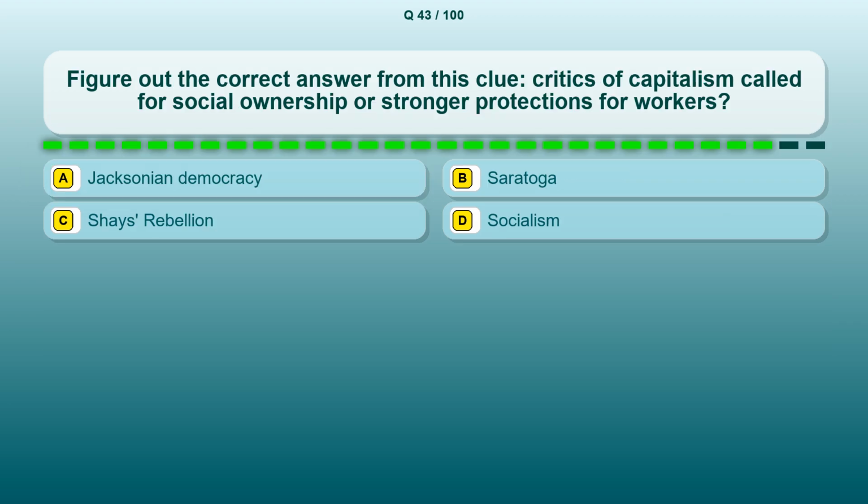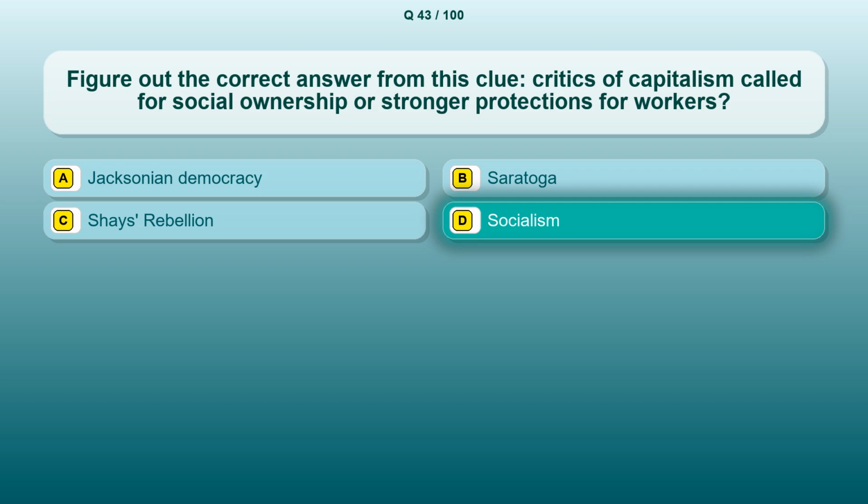Question 43. Figure out the correct answer from this clue. Critics of capitalism called for social ownership or stronger protections for workers. Option A, Jacksonian democracy. Option B, Saratoga. Option C, Shays Rebellion. Option D, socialism.